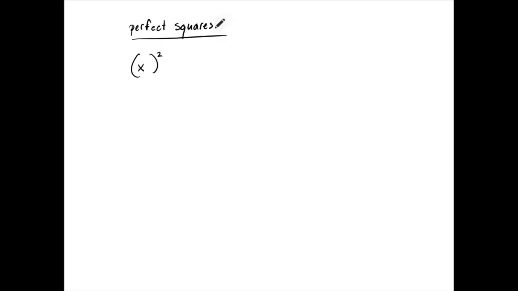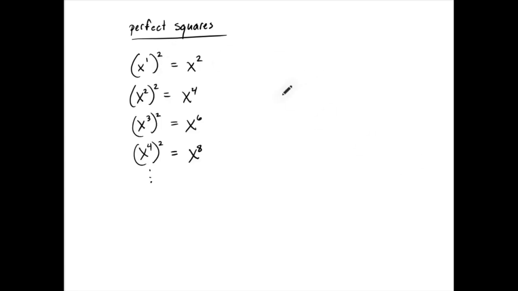Remember that when we were looking for perfect squares, we needed to be able to write the expression as something to the second power. And if we have an exponent on the inside, we would simplify by multiplying that exponent by the 2 on the outside. And that means that if a variable raised to a power is going to be a perfect square, then the exponent must be a multiple of 2.